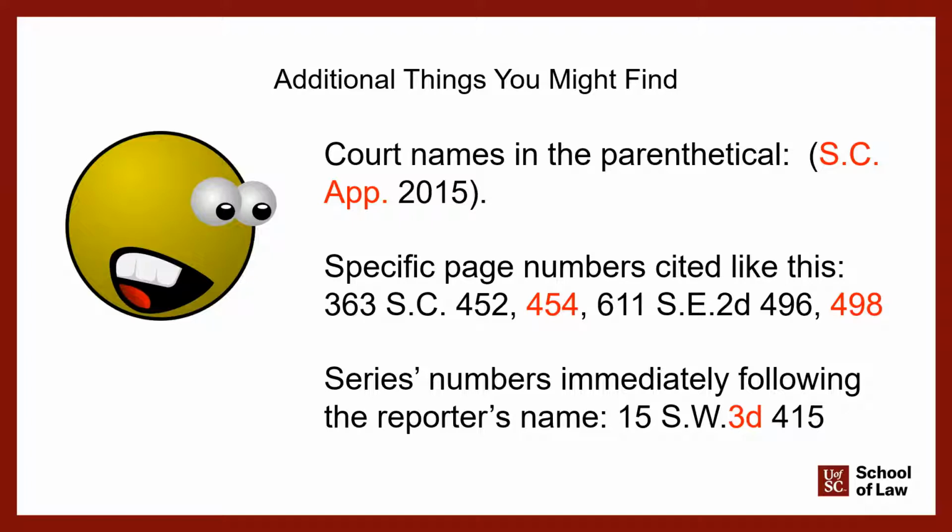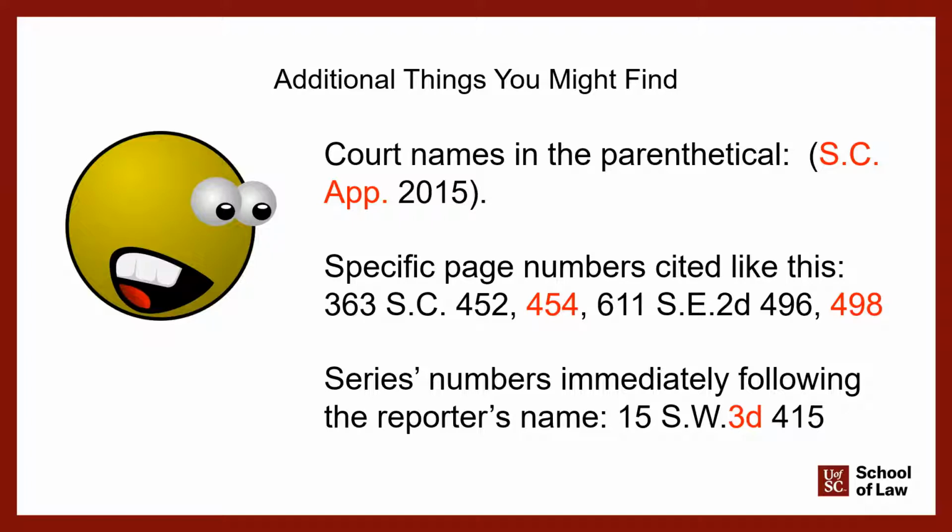Finally, I alluded to this a bit ago when we saw Southeast 2nd in my earlier example. That's an indication of the series. The Southeastern reporter's basically gone from volume 1 to volume 999 or something like that. And they didn't want to go to 1000. So instead, they started the second series, and they ran that till they were at volume 999 again. And then they started Southwest 3rd with volume 1. So when you see something like that, immediately after the reporter name, know that we're indicating series.